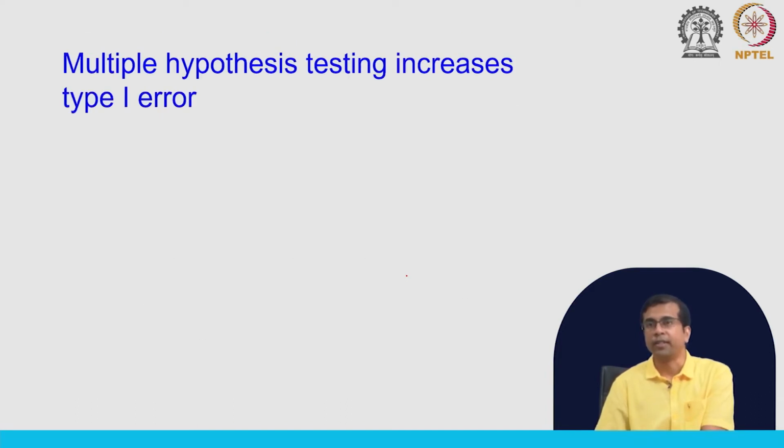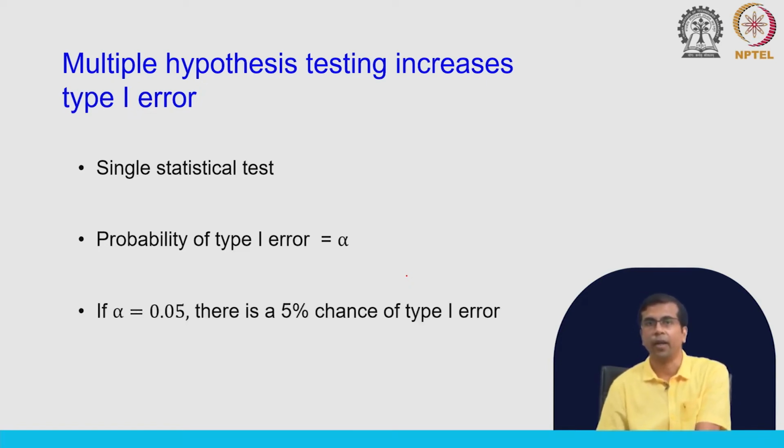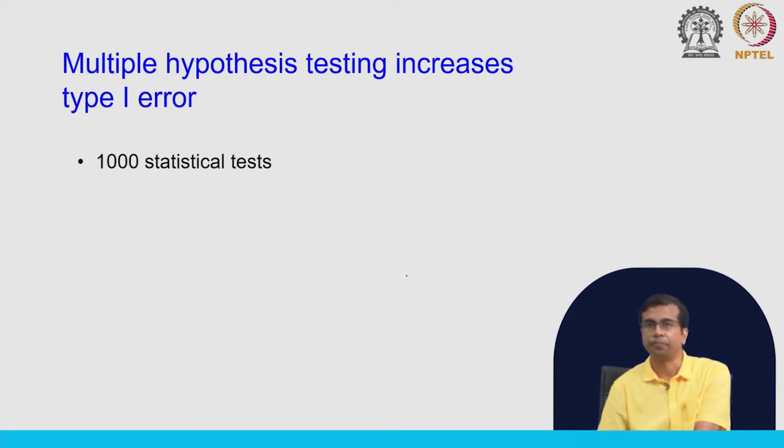So, what it means is that when you set this alpha, we are setting this probability of a false positive call. We want to avoid or minimize this false positive call. Imagine this single statistical test, where the probability of type 1 error is alpha. If alpha is 0.05, which is usually the case, then there is a 5% chance of type 1 error. That is how we are setting this 0.05. If you set this to 0.01, we have a 1% chance of type 1 error.